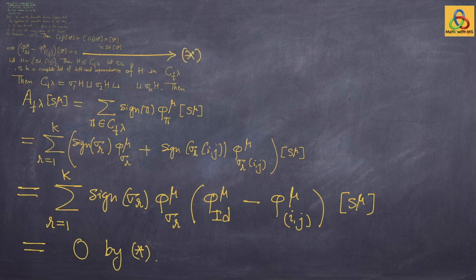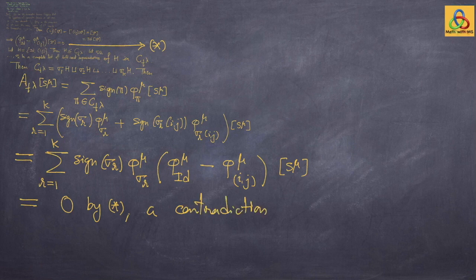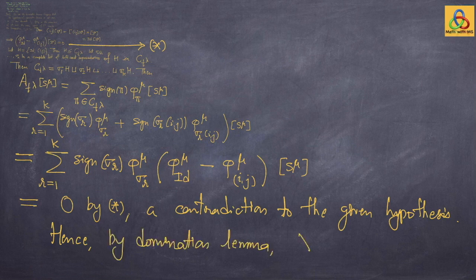Therefore, the hypothesis of the domination lemma must hold. Entries in a single row of S mu lie in different columns of T lambda, and therefore by the domination lemma, lambda is bigger than or equal to mu. Hence, by the domination lemma, lambda is bigger than or equal to mu.